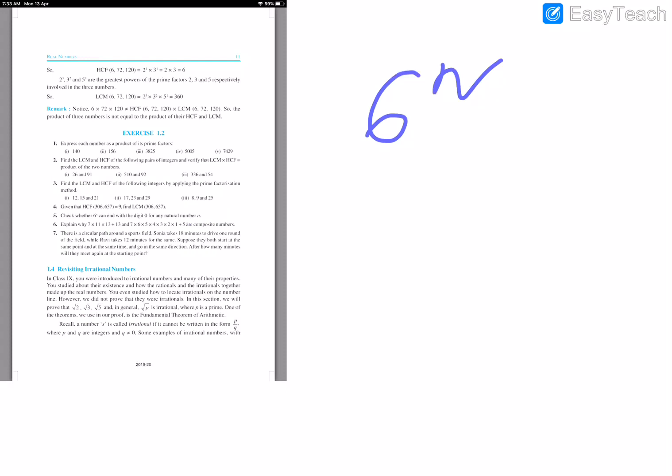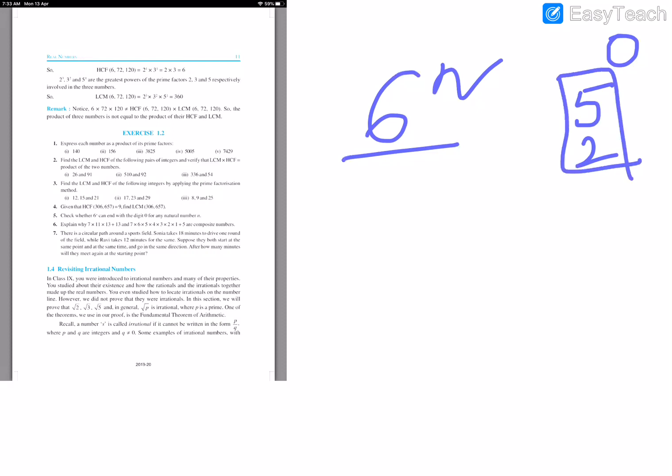Whether 6 power n can end with 0 or not, they're asking. So we know that for any number to end with 0, we need to have either a 5 or 2 in its prime factorization. When 5 or 2 are there, then only we will get 10. Otherwise there is no chance. If there is no 5 and no 2, how will we get 0? So there is no chance at all.